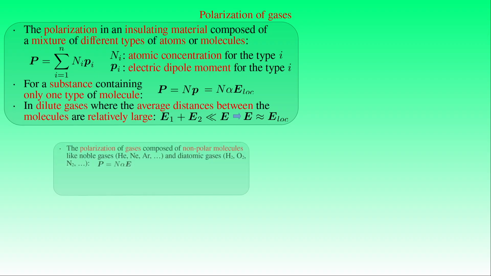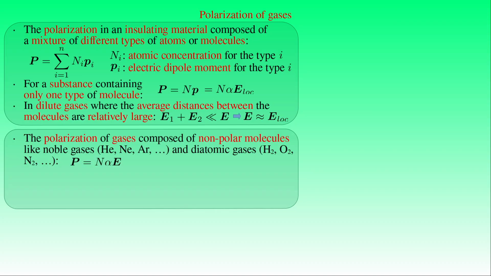For gases composed of nonpolar molecules, such as noble gases like helium, neon, and argon, or diatomic gases like hydrogen, oxygen, and nitrogen, the polarization P of the gaseous substance can be written as the atomic or molecular concentration N, times the molecular polarizability alpha of the molecules, times the electric field strength E. Now we compare this equation with the one stating that the polarization vector P is equal to the electric susceptibility chi E of the gaseous substance, times the vacuum permittivity epsilon naught, times the electric field strength E.